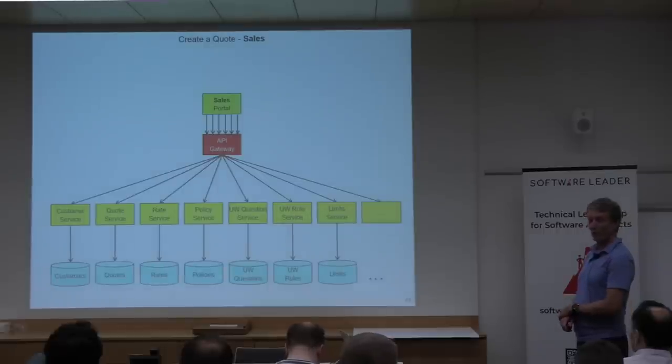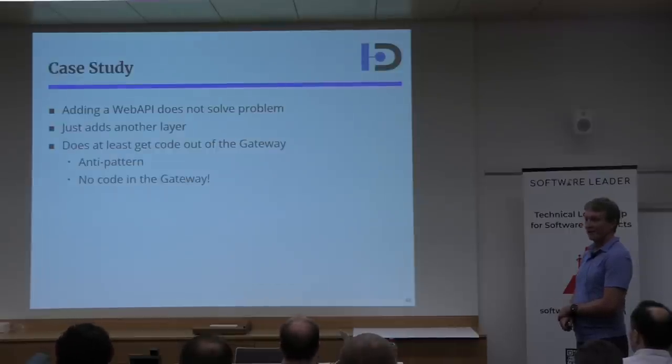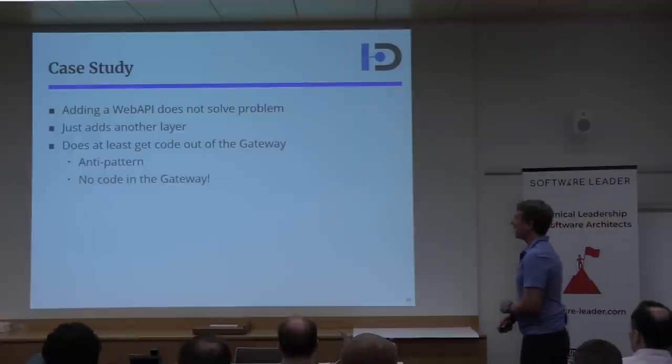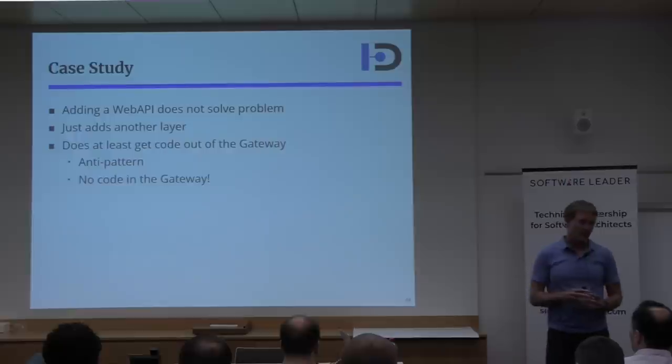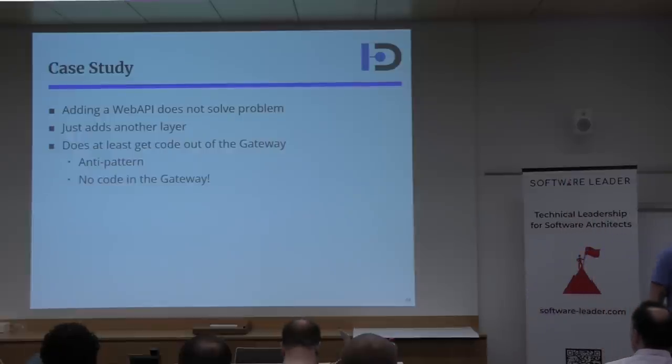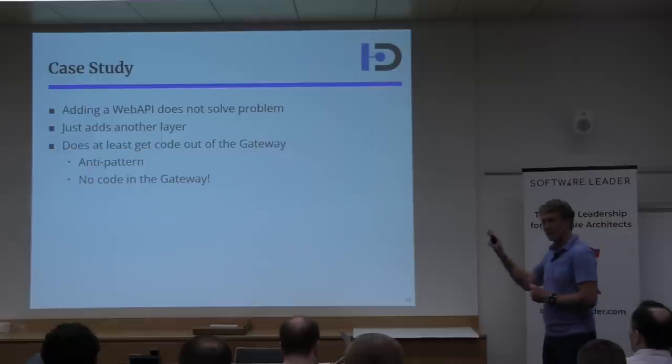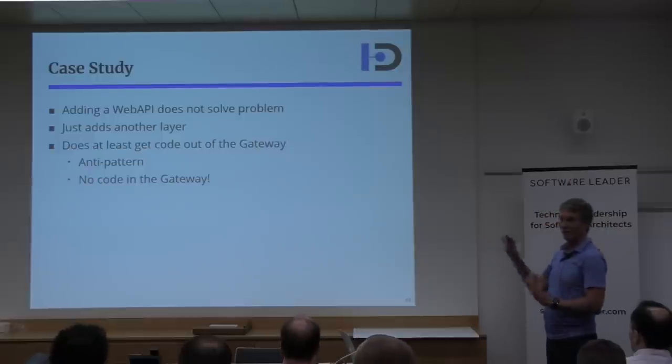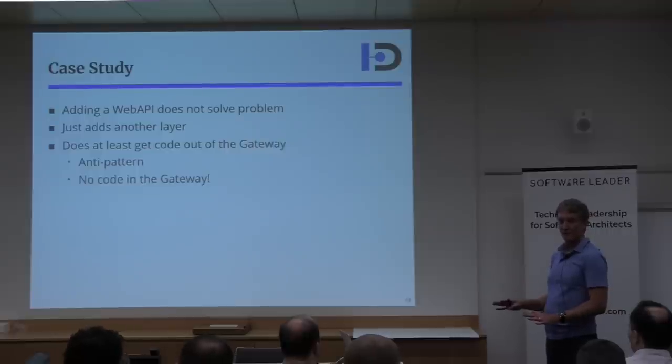So you got the sales portal, you got the support portal, you got the agent portal. Does it look familiar? Now, at some point someone might say, oh, we gotta get the code out of the gateway. We gotta put a web API in place, right? At least it solves that problem. So if there's one thing you learned from this session, please don't put any code in your gateway. What is the gateway for? Anyone?